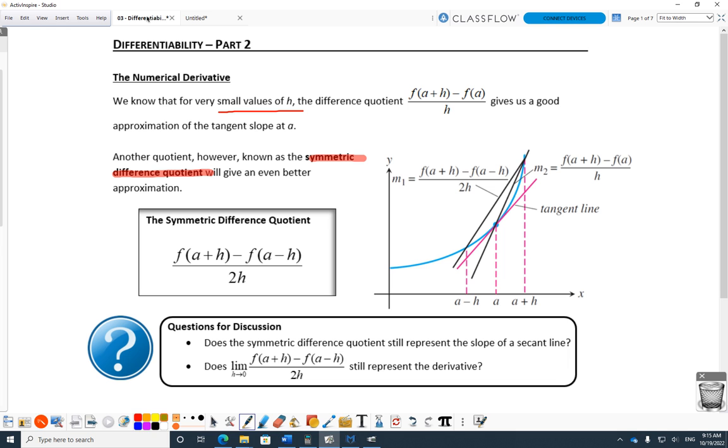Instead of doing point of tangency and a point a little bit to the right or left, we go a little left and a little right. But now the width is 2h. H this way and h that way. So this is the new one, the symmetric difference quotient. Our job today: when is this a good choice and when is it not a good choice? And I think it'll be very clear by the time I'm done. Why?